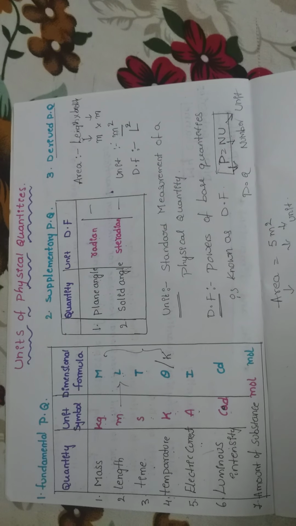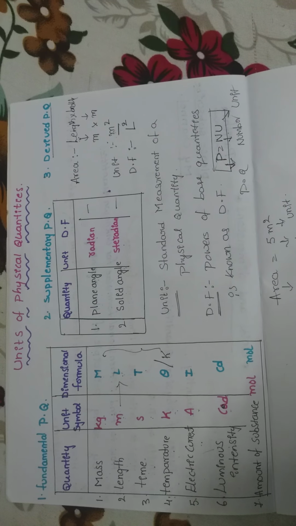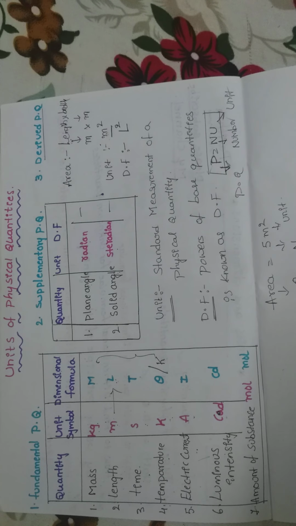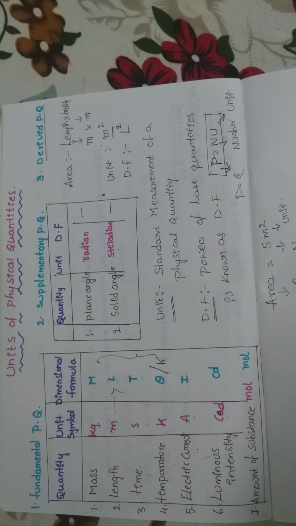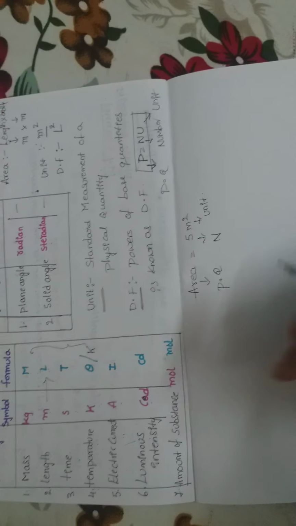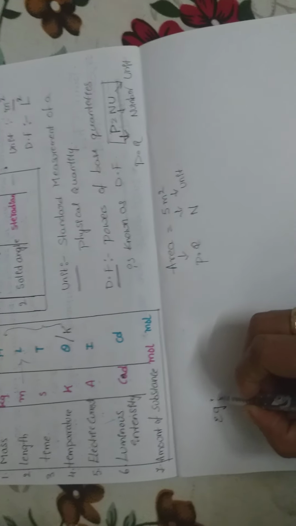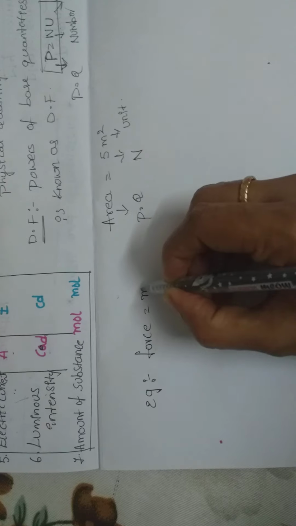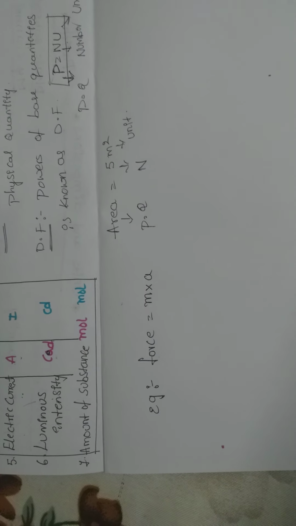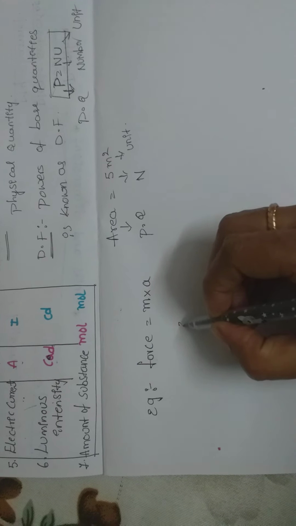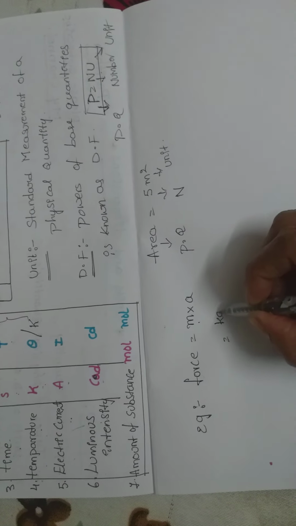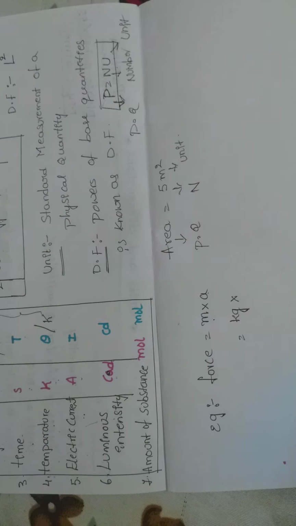And the most important thing is, while we are writing the units and dimensional formulas for a derived quantity, first we should learn the formula. Without knowing the formula, we are unable to write the units and dimensions. Formula is mandatory. Here I am going to give one more example, that is force. What is the formula for force? Mass into acceleration, right? What is the unit of mass? The unit of mass is kg. In place of small m we write kg, into a for acceleration.